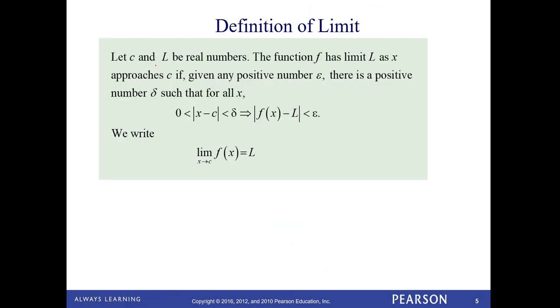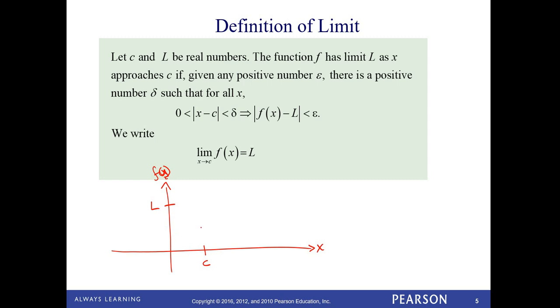Let C and L be real numbers. And I'm going to draw a picture of this because I think it will make more sense. This is my x-axis. This is my y, or my f of x axis, my function value. So if C is some value on the x-axis and L is some value on the y-axis, the function f has a limit L as x approaches C. Now write this down and then we will talk about it.